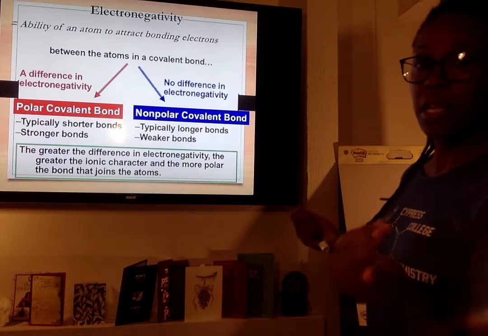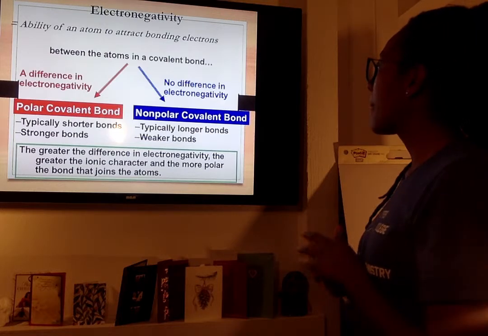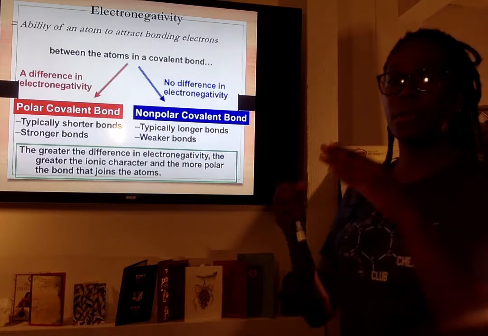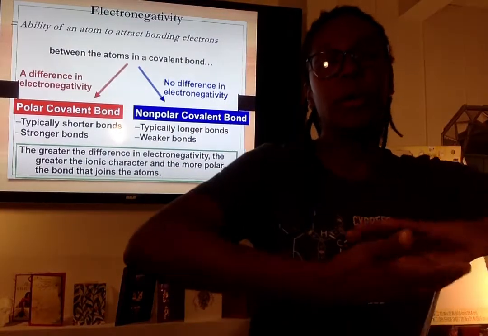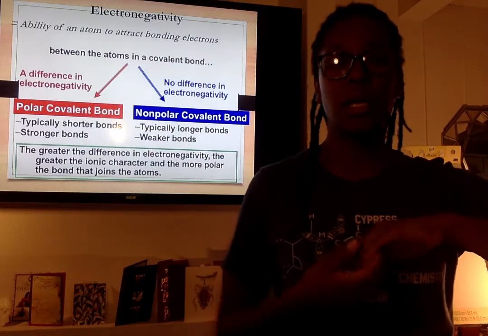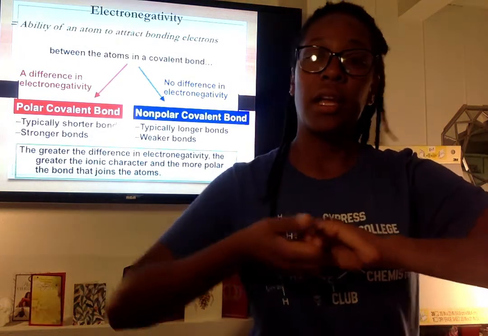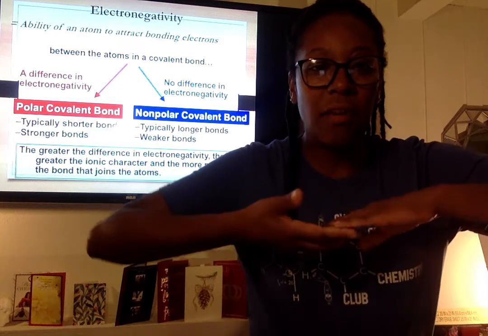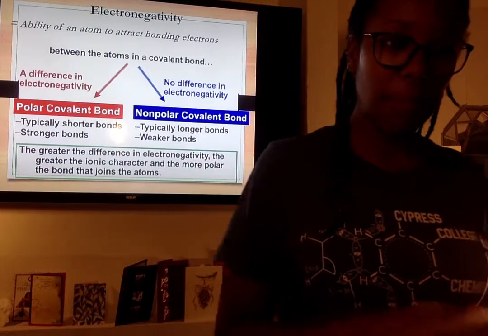And then if there's no difference in electronegativity, so the electronegativity is the same, that's the nonpolar covalent bond. Those are typically longer and weaker. You can see them as just kind of floating together, a little bit longer and weak. Versus the polar ones, which are going to be a little shorter, tighter, and stronger. If they're tighter, it's going to make a shorter bond. And if it's looser, it's going to be a longer bond. That kind of makes sense.